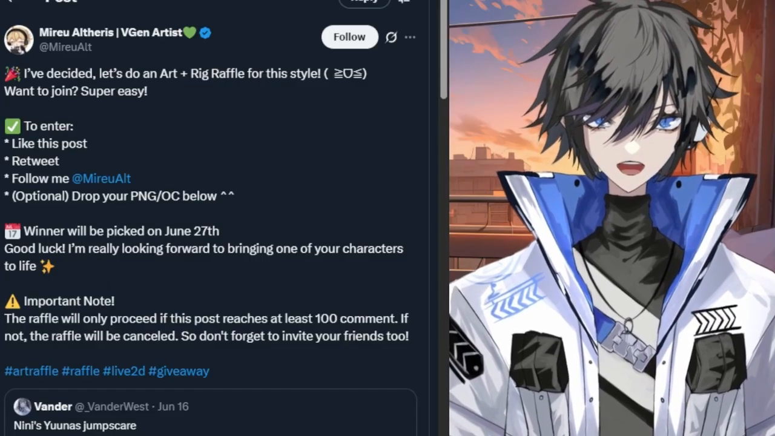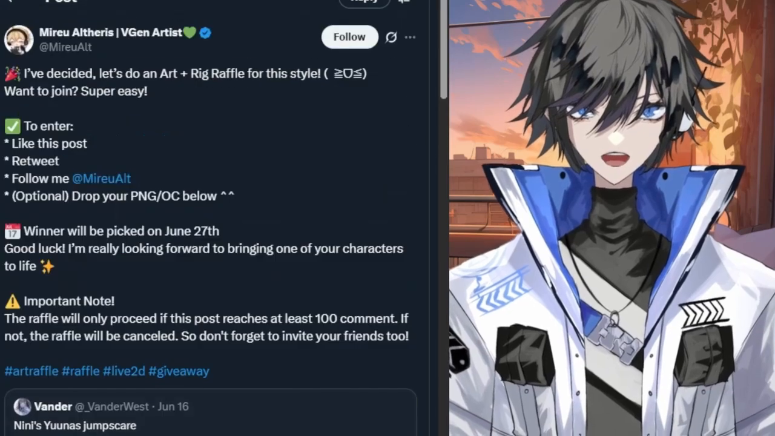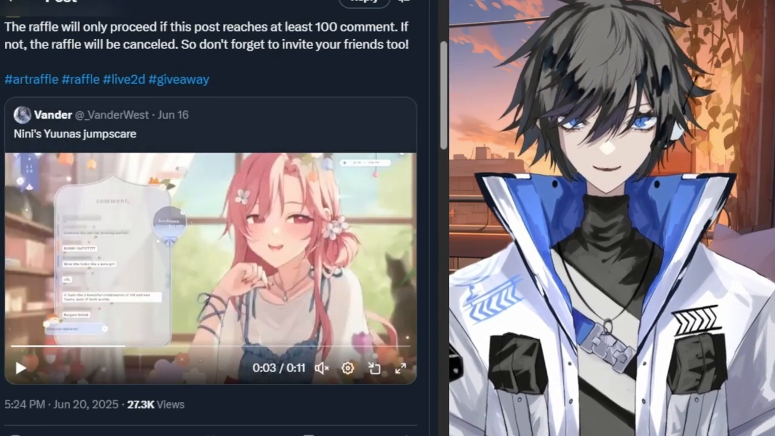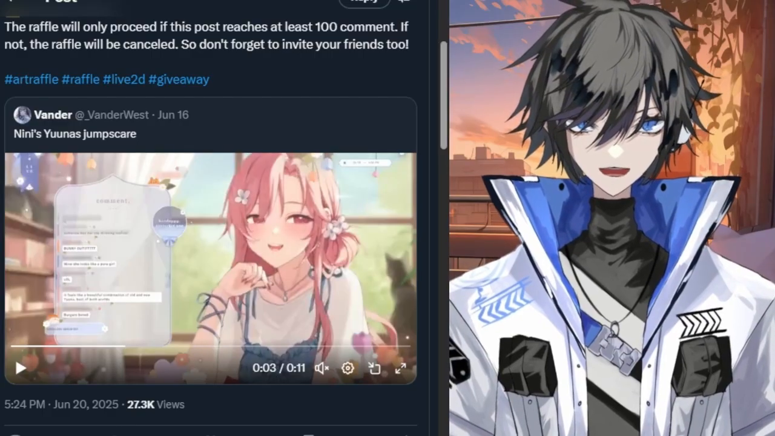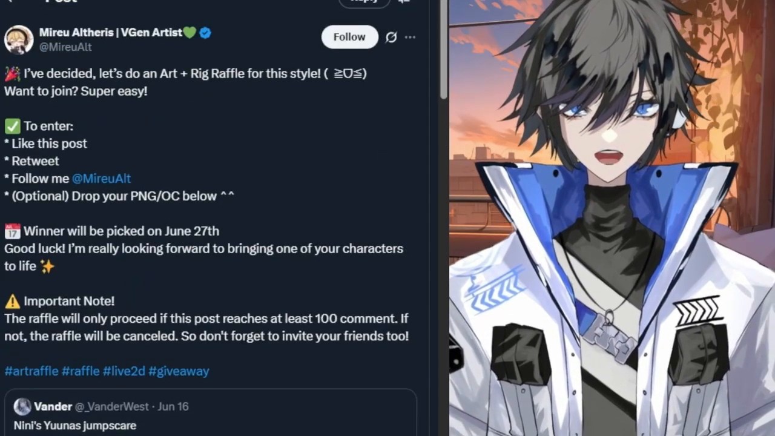Mirio is an artist who's offering an art and rig raffle for this specific style, which means if you like and retweet the post, you get to have a toggle in VTube Studio where you go from pretty girl, fully clothed, to a girl that is wearing underwear. Okay? This is for engagement bait.